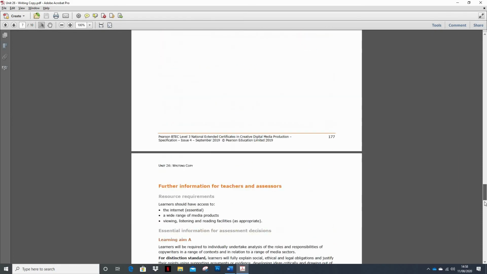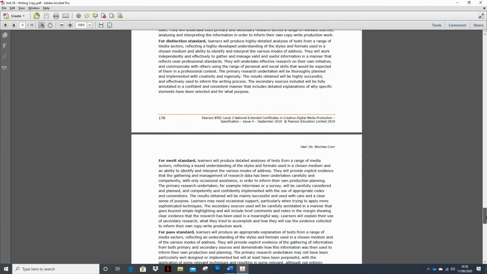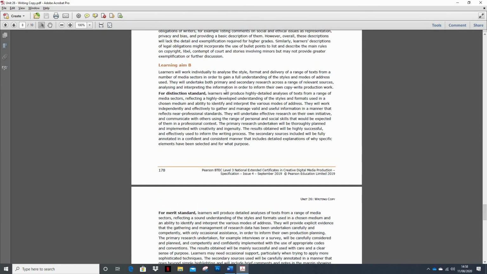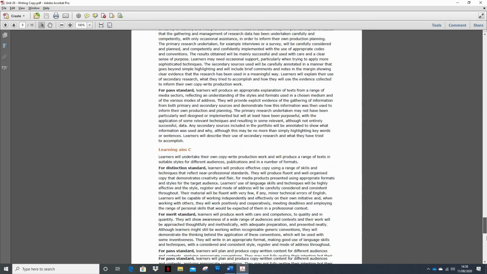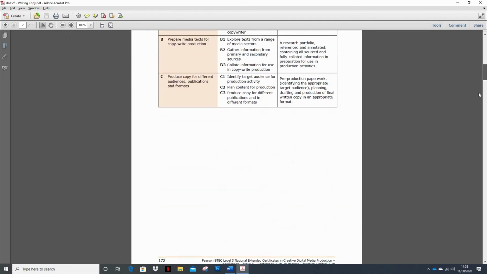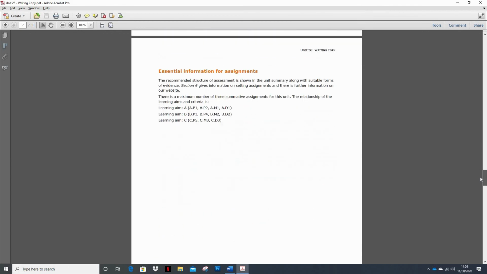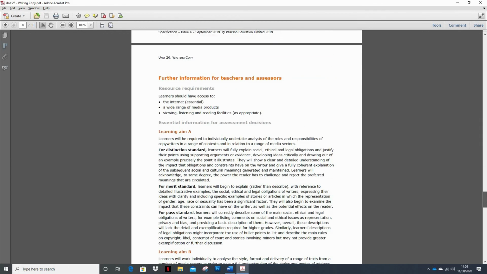And then this section here is the assessment decisions. This is pretty much what I'm going to be looking for when I'm marking your work. So there's no reason why you can't use this to your advantage. You can say, right, I know he's going to be looking for distinction grade stuff, so I'm going to give him some distinction grade stuff. So use that to your advantage. People don't use these enough, which is really frustrating because it's there for you to use. It's not hard to find. I will put this in the OneDrive folder and on Moodle as well, so it's all there for you to use.